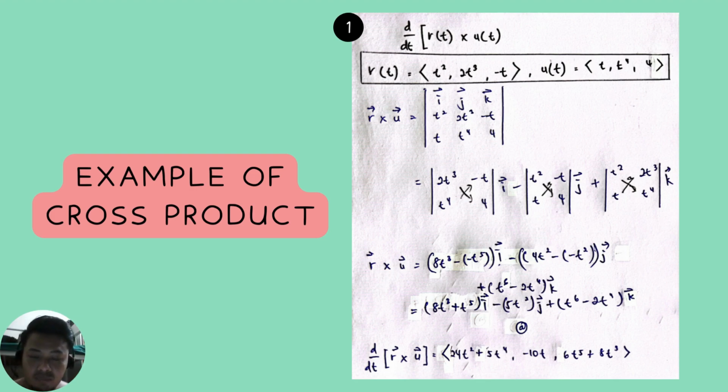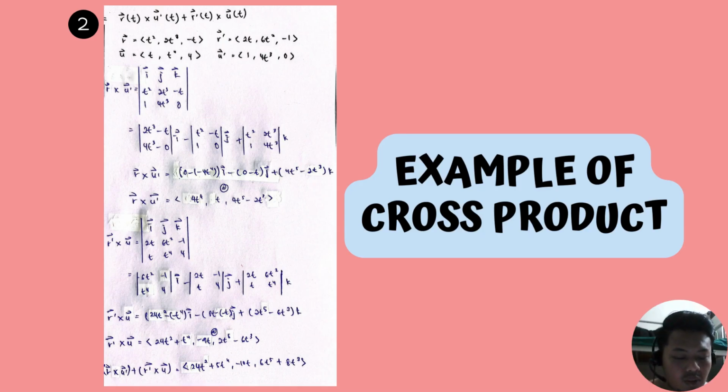2t power of 4. Okay, now we need to determine the derivative of the cross product, and we got 24t power of 2 plus 5t power of 4 minus 10t and 6t power of 5 plus 8t power of 3. This is the derivative of the cross product or the left side of this equation. Okay, now we will determine the right side of the equation and make sure that it is equal to what we got just now. Let's go ahead and take the necessary information at the slide and continue.